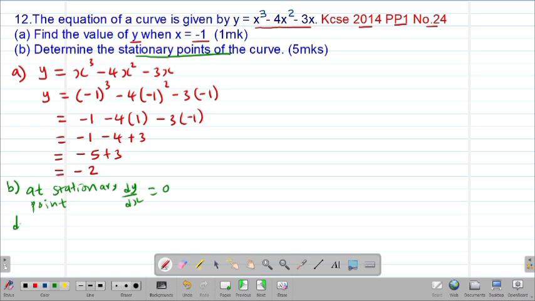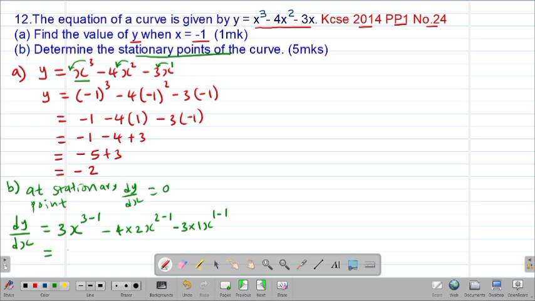Therefore, we'll get the derivative dy dx. So that means we are going to differentiate the given equation. Of course, the 3 will pre-multiply the coefficient. So this will be 3 x to the power of, we subtract 1 from the power, so this is 3 minus 1. Then we pre-multiply the coefficient with the power, so this is negative 4 multiplied by 2. Then of course x power 2, we subtract 1 from the power. Then this was power 1, so we pre-multiply with the coefficient, so negative 3 times 1, x power 1 minus 1.